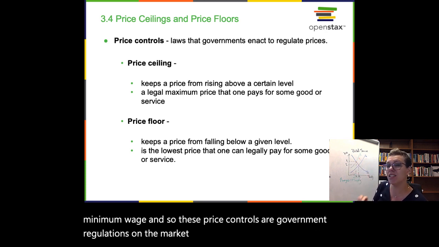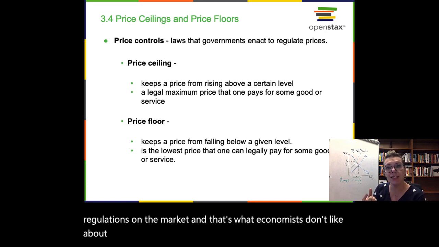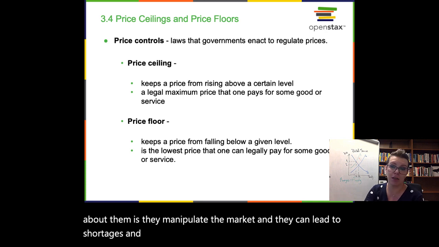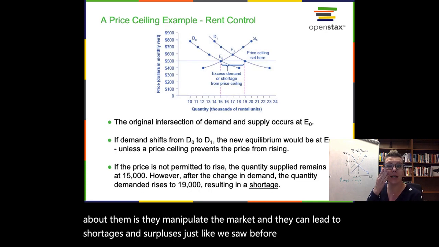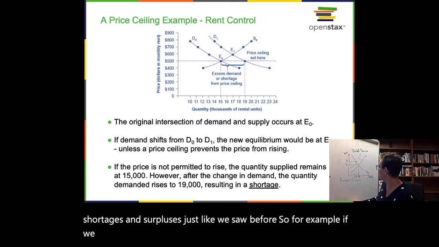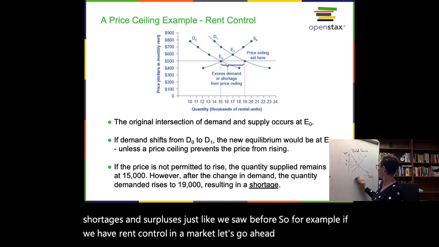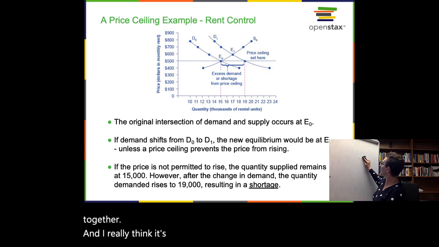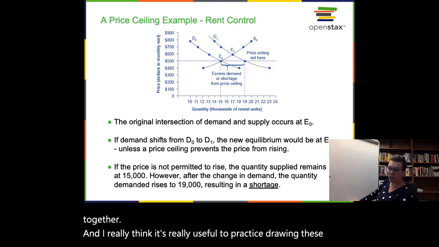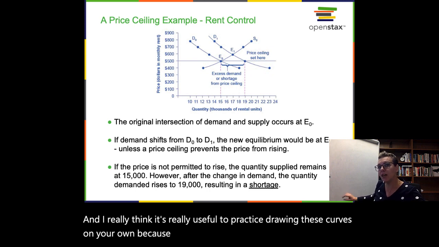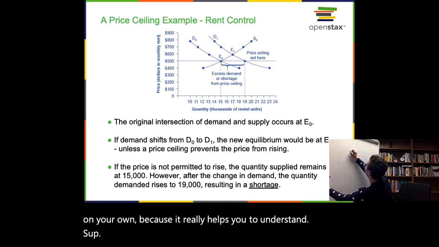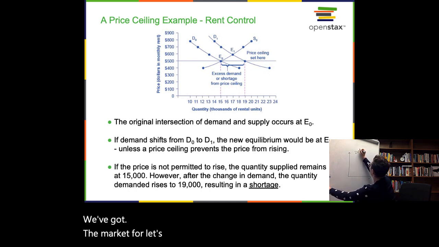And that's what economists don't like about them, is they manipulate the market and they can lead to shortages and surpluses, just like we saw before. So, for example, if we have rent control in a market, let's go ahead and draw it together. And I really think it's really useful to practice drawing these curves on your own because it really helps you to understand it. So, we've got the market for, let's say, 2-bedroom apartments.